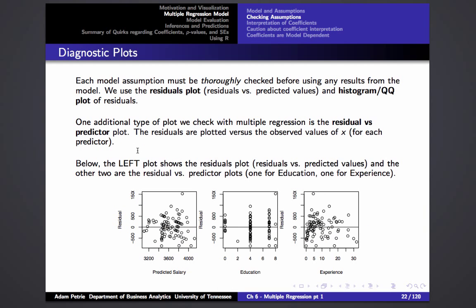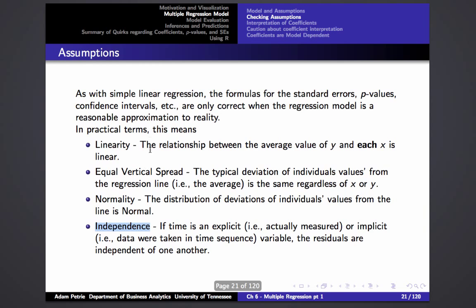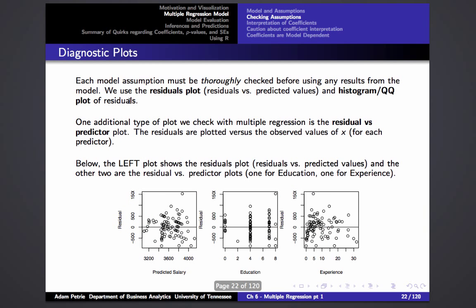And even before really looking at any numbers with the multiple regression output, we want to make sure that the model looks to be adequate. Otherwise, none of the numbers even matter. It's a bad model. So how do we make sure that these assumptions look to hold up? Well, once again, we're going to look at the diagnostic plots of the multiple regression model. So, like we did with simple linear regression, we're going to look at the residuals plot, which is a plot of the residuals versus the predicted values from the regression. And we're also going to look at the histogram and QQ plot of the residuals.